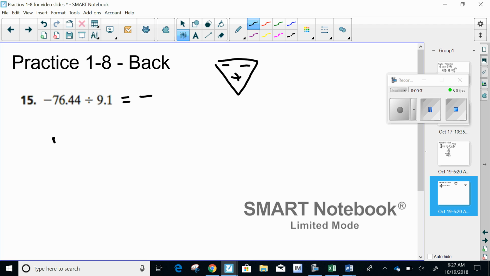And with division, the dividend would be the first number when it's written in this format. So that 76 and 44 hundredths would go inside the house. And the 9.1 is the divisor, so that would go outside the house. And we're going to make this divisor into a whole number. So that means we have to move our decimal point one place to the right.